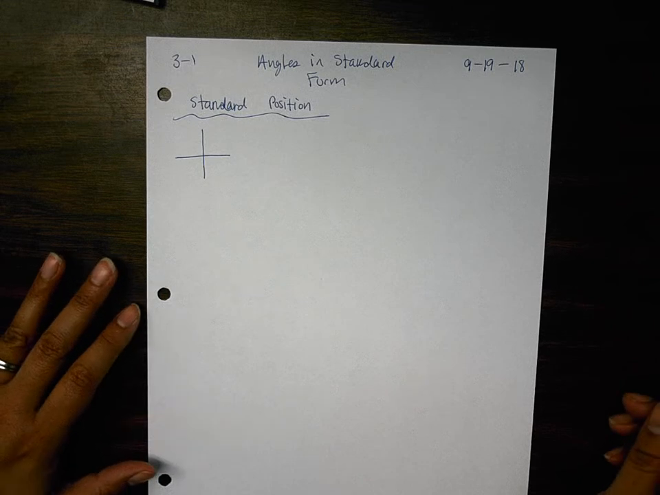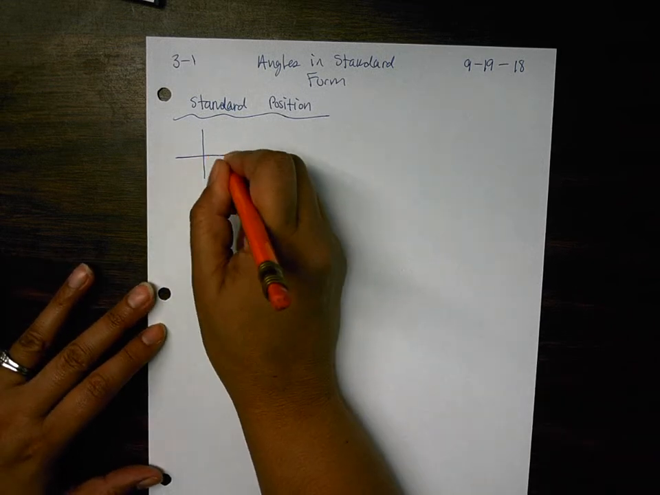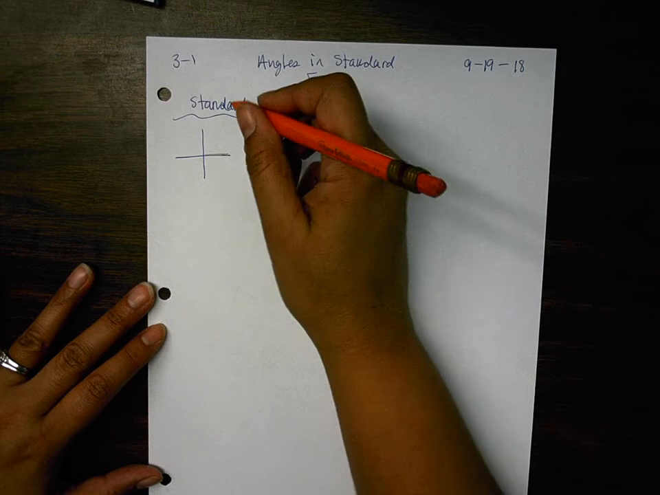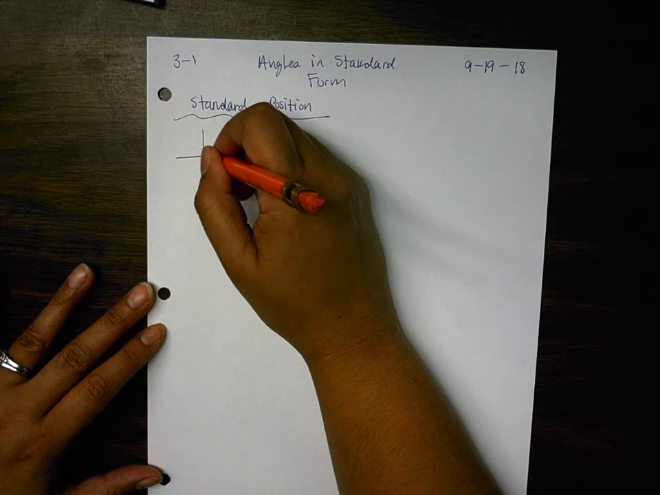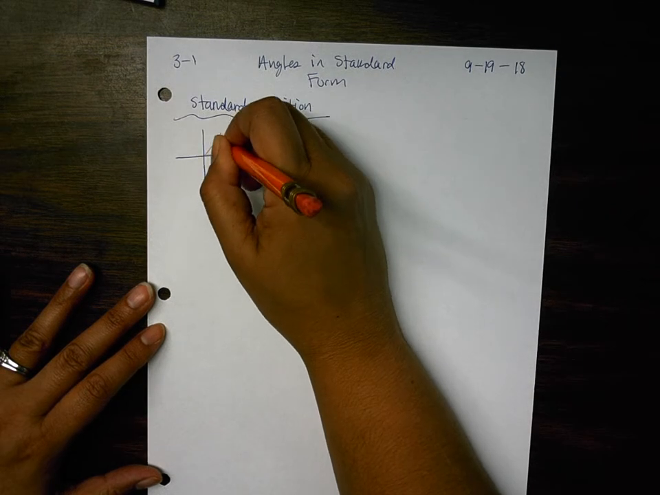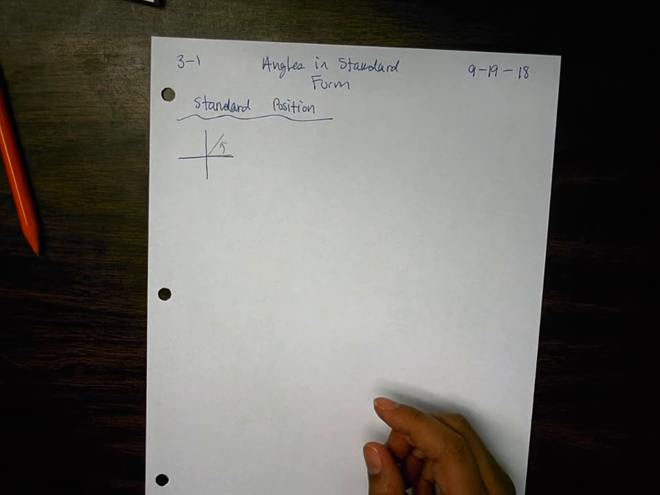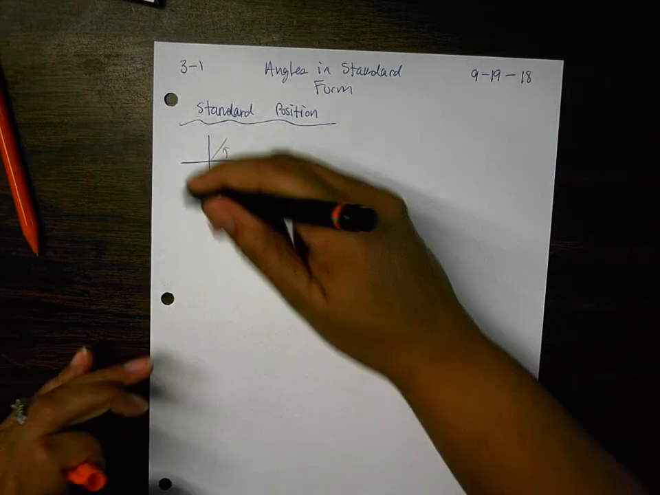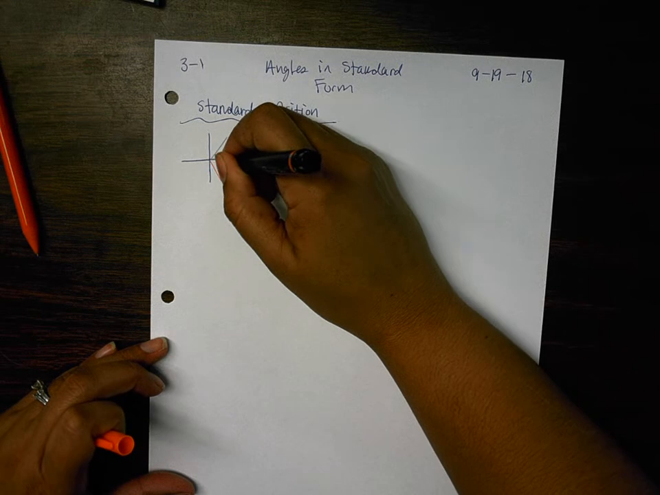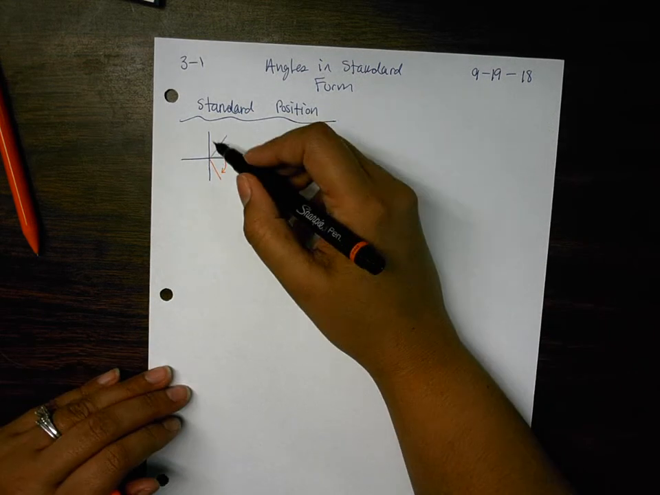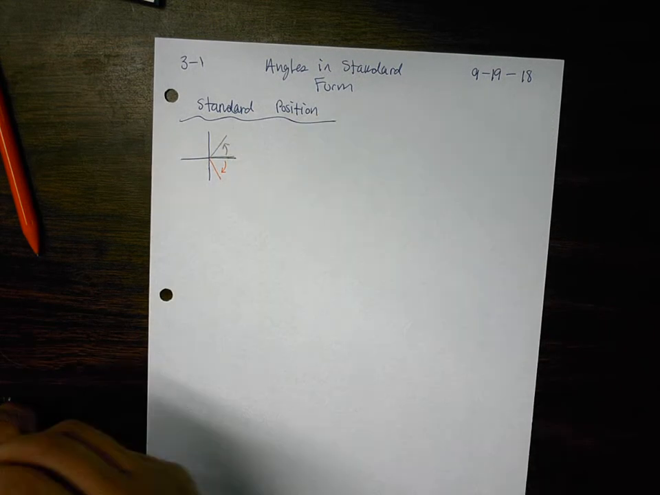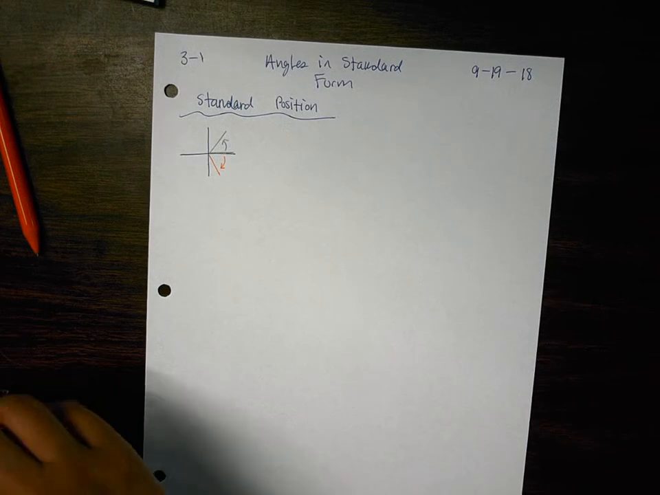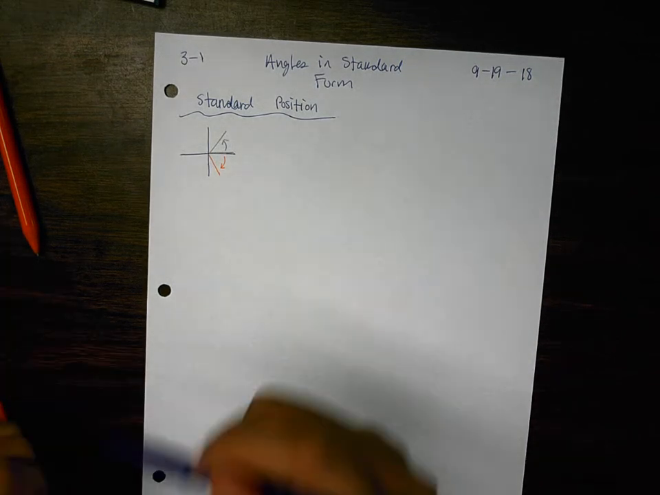Okay. Standard position, you always start from here, from 0, and then you either move up in the positive direction, or you can move what? Down in the negative direction. This line there is called your terminal side. Terminal side.